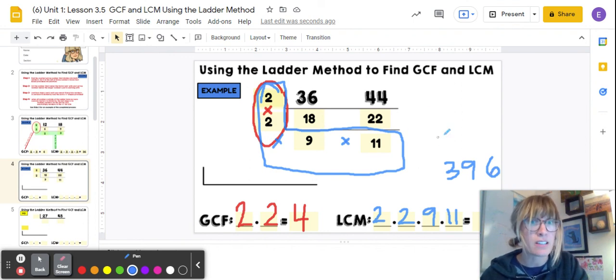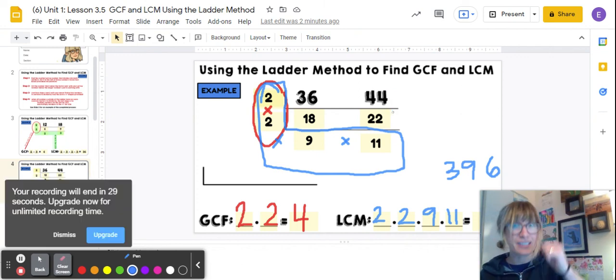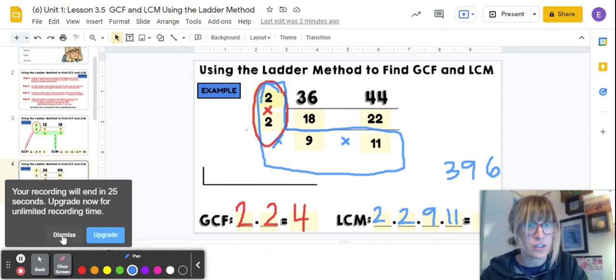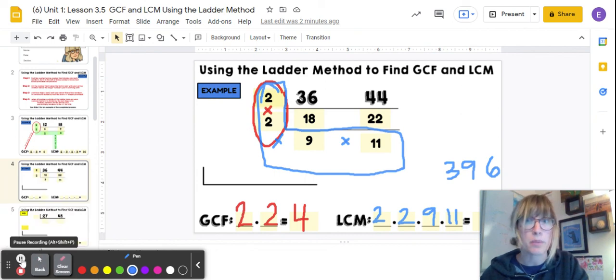So you can see how it wouldn't be super friendly or efficient to do the listing method in order to find the LCM of 36 and 44, right? You would be counting for a very long time, creating these lists to find your way up to 396. So this strategy can be pretty efficient.